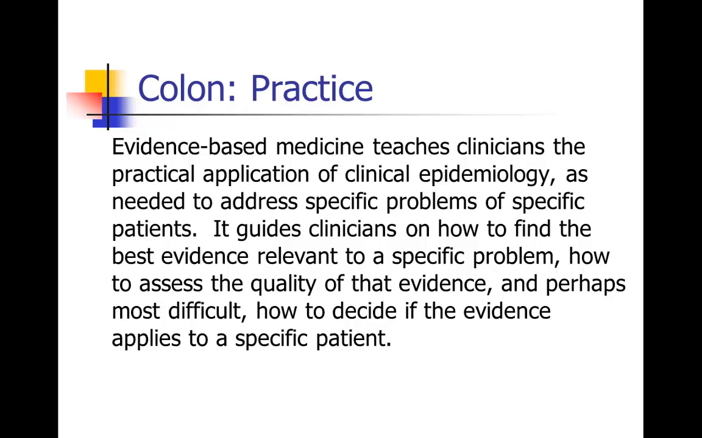And then we've got some wordiness here, right? You get this in that first sentence: as needed to address specific problems of specific patients. So that's saying evidence-based medicine is about addressing specific problems of specific patients. Well, that's very vague, right? When I read that, I don't really get a lot out of it. I don't know exactly what they mean by that.